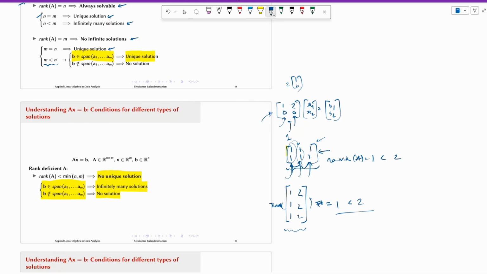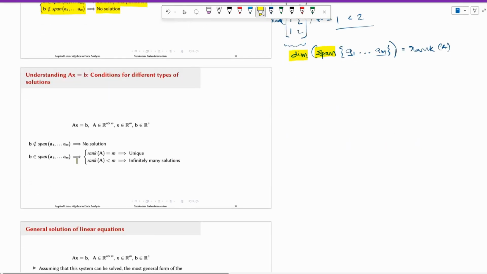It depends essentially on the dimension of the span of the columns of A, and that's essentially the rank of A. Again, if this confuses you, dimension of span of something, you should go back and revise.